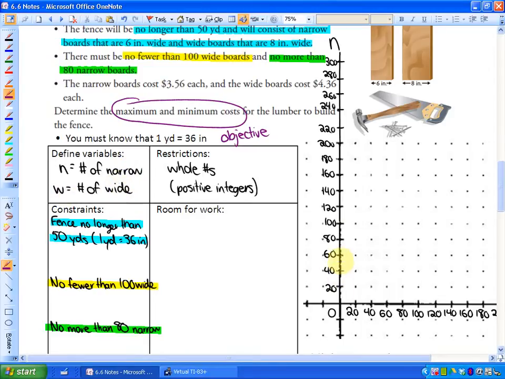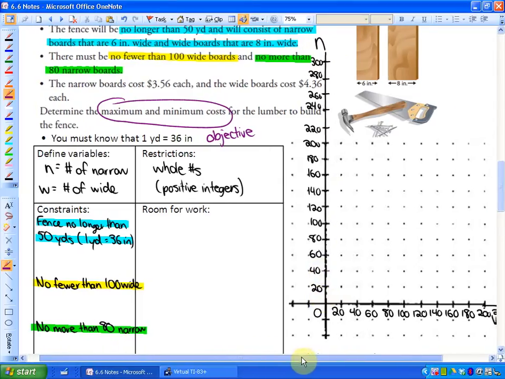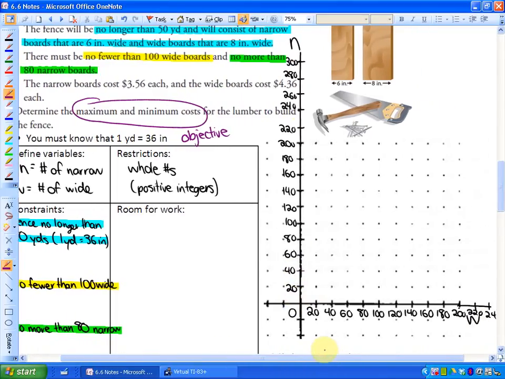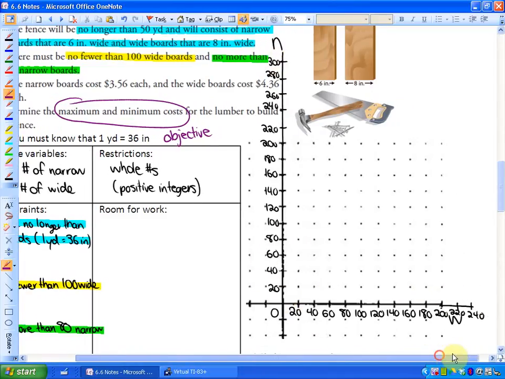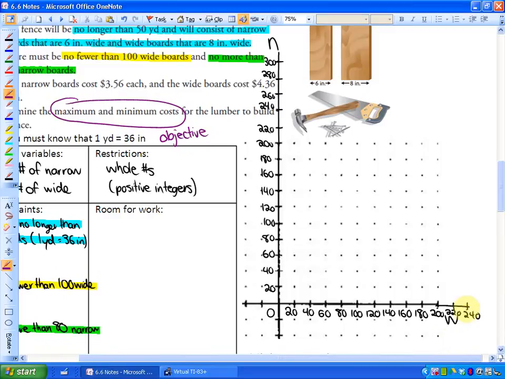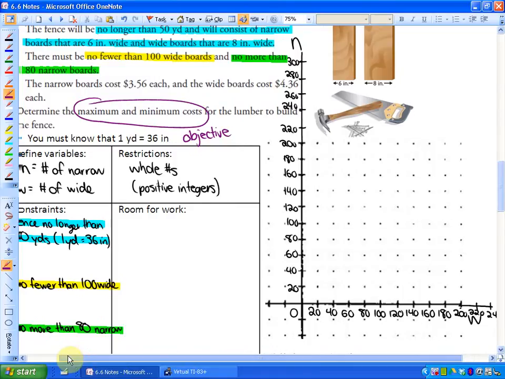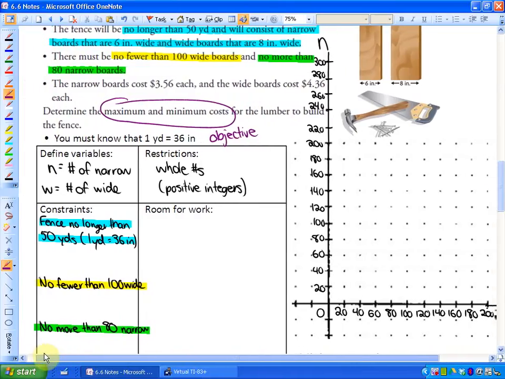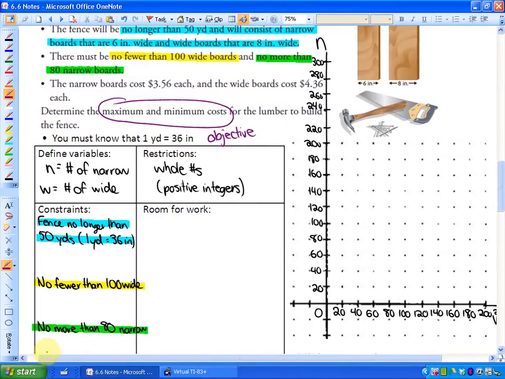And I've also extended, if you're using my study guide, you might want to pause this at this point in time, start writing some notes in, as well as I've extended the vertical axis to go up by 20s up to 300, and the horizontal axis to go up by 20s up to 240. You'll find out why in a little bit. This is our wide board axis, this is our narrow board axis. So you may want to pause it and start filling out your study guide right now, and you could also, if you want to, try some of the constraints, but I'm going to start working on that right now.